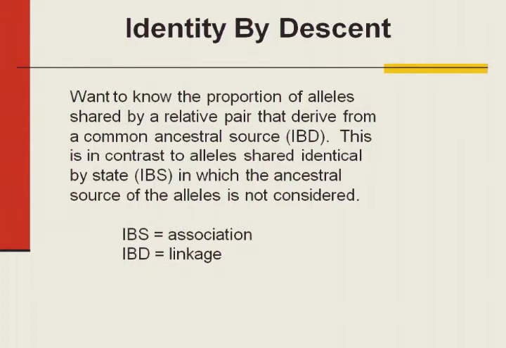We want to know the proportion of alleles that a relative pair shares that derive from a common ancestral source. That's the key. I don't actually care whether they have an A allele or a T allele. I want to know whether they got the same thing from their grandfather or not, because I'm not actually assessing the effect of the genotype. I'm using the genotype to mark the movement of chromosomes through families. So all I really care about is, do they share or not share?